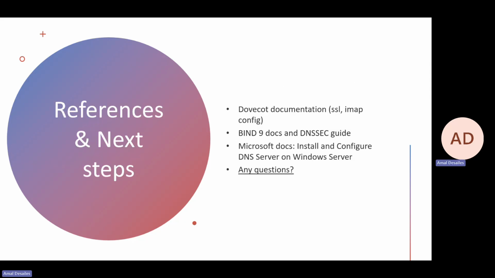All right, so references. You can look them up here. These are the references I actually used for this configuration: Dovecot's documentation, the BIND manuals, and the Microsoft guides for Windows DNS. With this setup, we now have both IMAPS and DNS listening securely on their default ports, and also a strong hardening baseline for production zones.